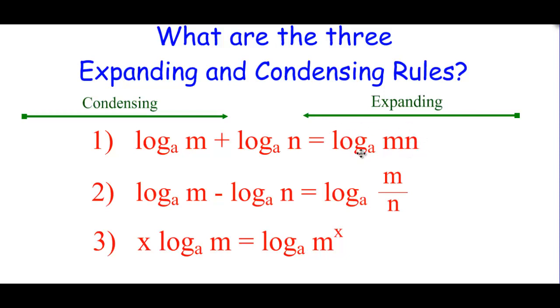If I started with this, if I'm multiplying values, I can expand it to 2 separate logs. My second rule says, what if I'm subtracting the two logs? Well, then it says we divide the two values. And the third rule says, if you have a number times the log, that number could be raised up as an exponent to whatever value you have here. So we're going to go through some examples.